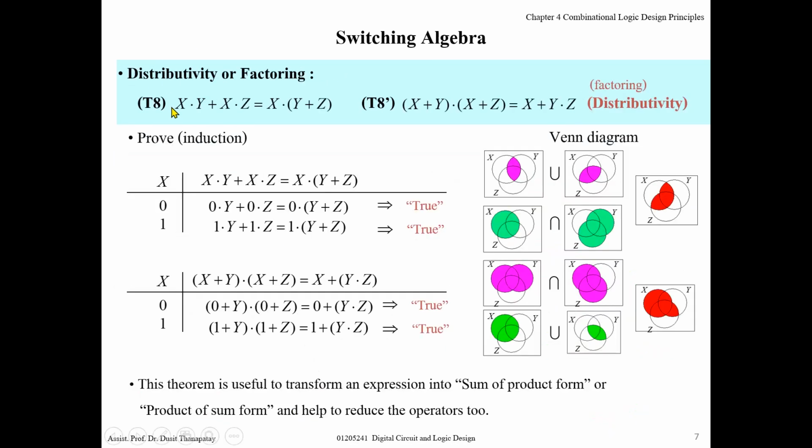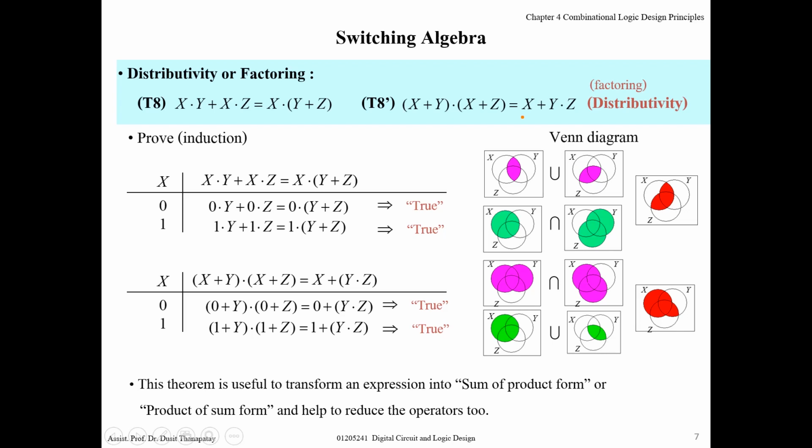And well, what about this theorem? For theorem number 8, if you look at the left hand side first, x and y, x and z, x is the same part, so you can do factoring. Namely, you can move x out, then it becomes x and y plus z. This is factoring.